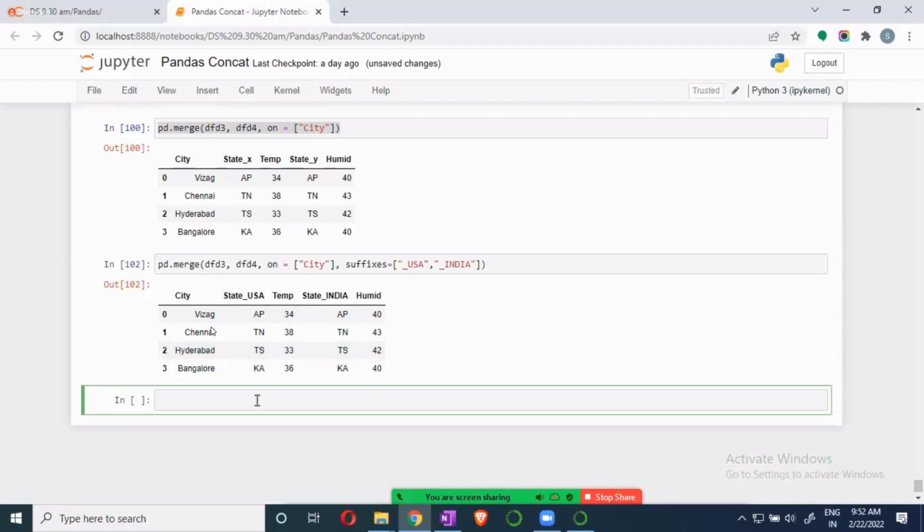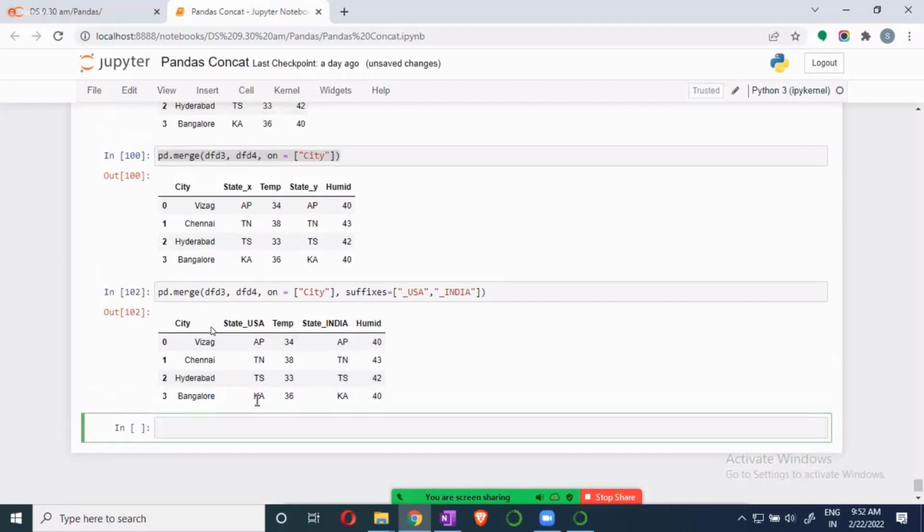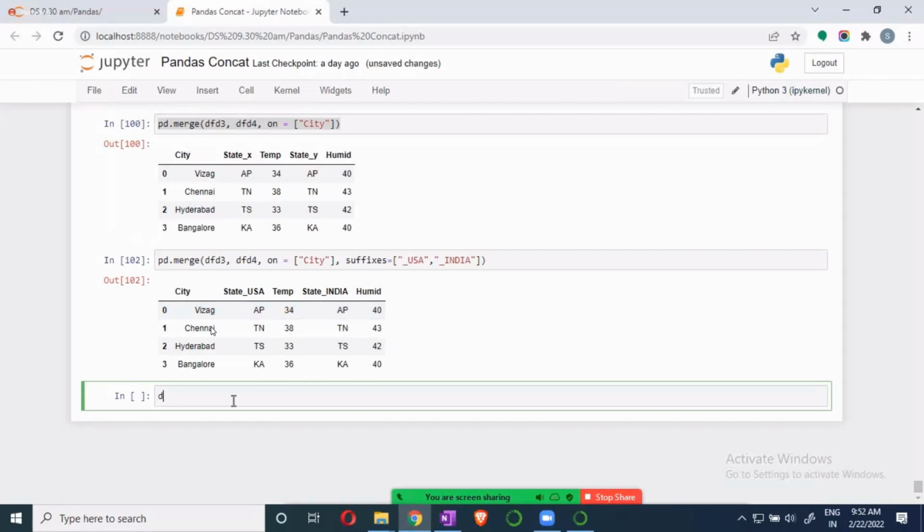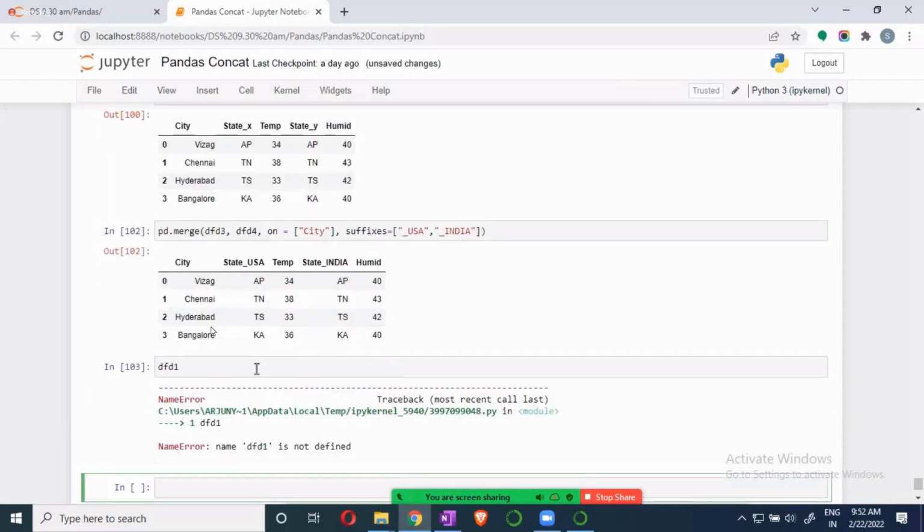Now there is something called indicator, guys. Indicator tells us which column is being taken from which one. Now something like this, if I have df d1, is there? No.